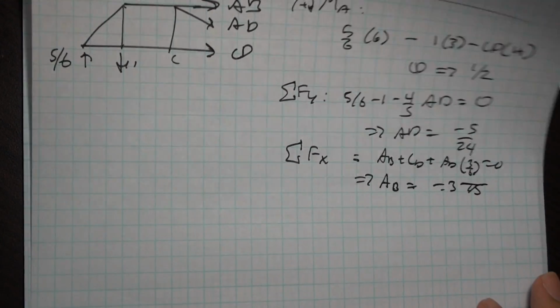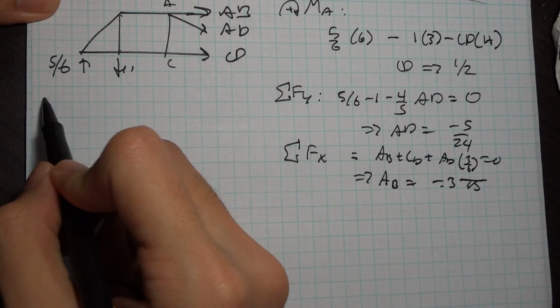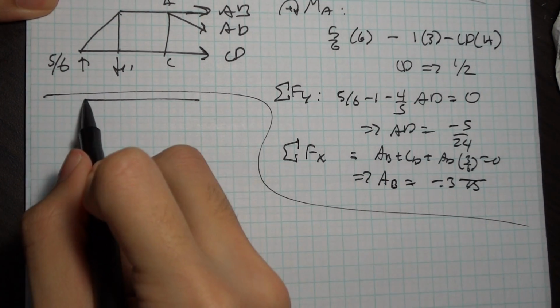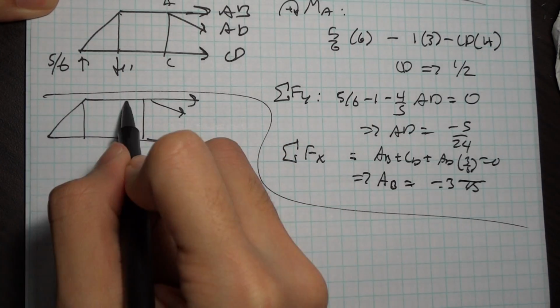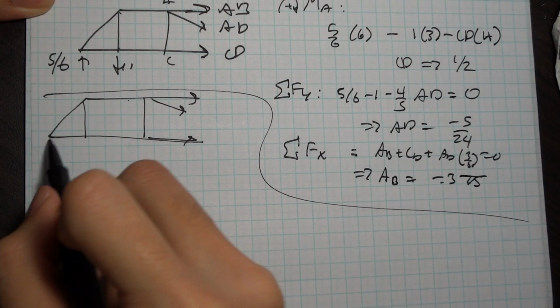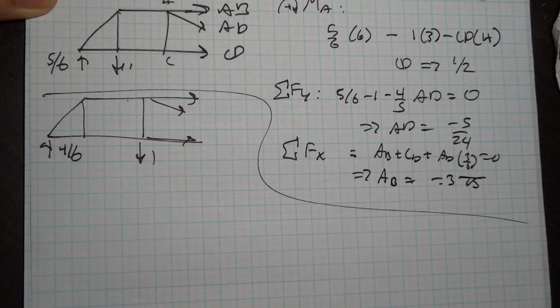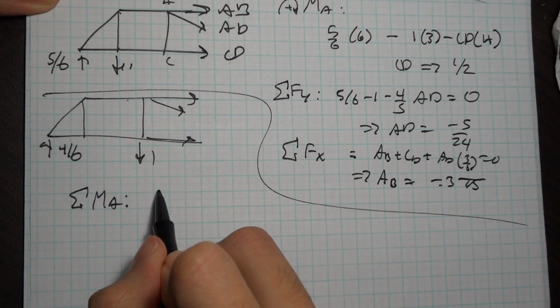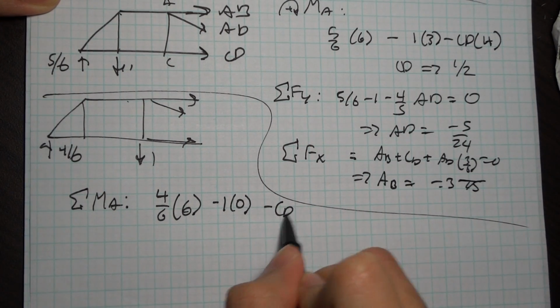Just very quickly to show you what changes, I'm going to try and keep this on one page, but I'm almost positive I'm going to run out of space here. I'm just going to move the unit load over one more time. Move it over here. This is going to be 1. So 4 over 6. And my moment equation is going to be, if I take moment about the same point, 4 over 6 times 6 minus 1 times 0 minus CD times 4.